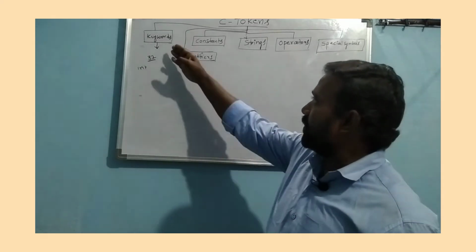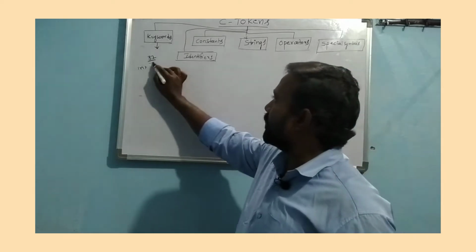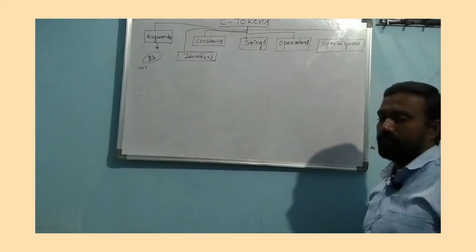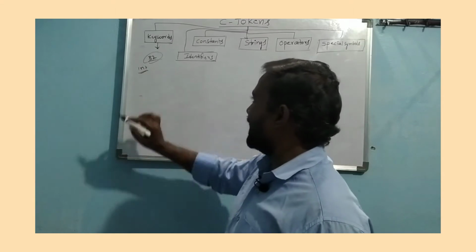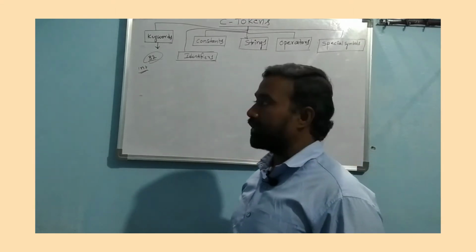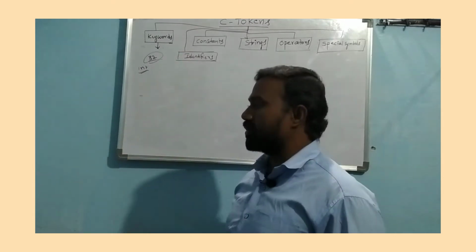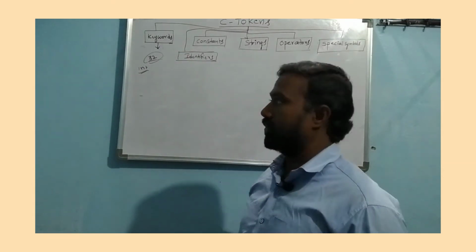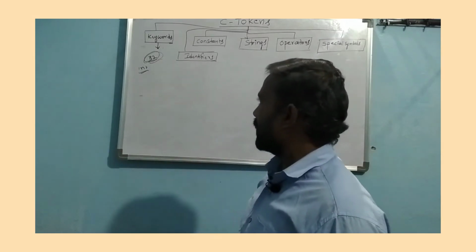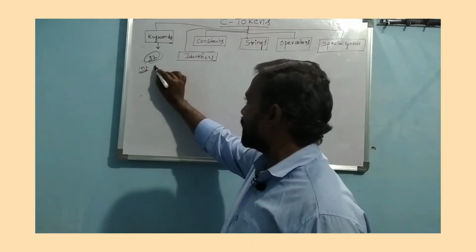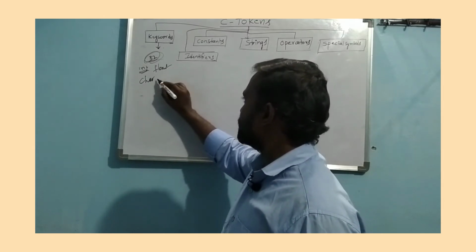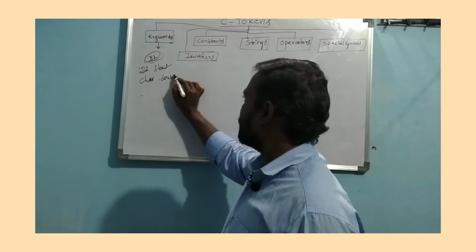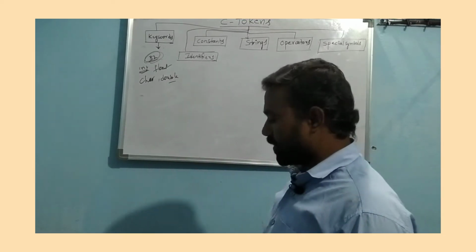See here, totally 32 keywords are available in C programming language. For example, there is an int keyword. I already told you that the keywords have a fixed meaning. The meaning cannot be changed. For example, integer, float, char, double. These are some examples of the keywords.